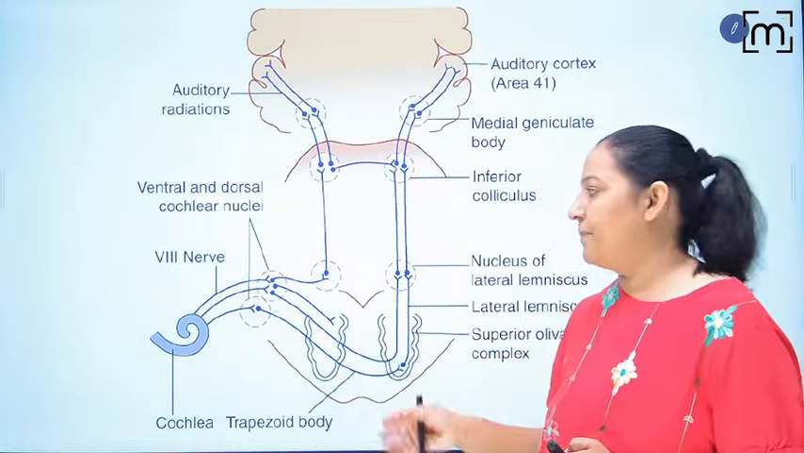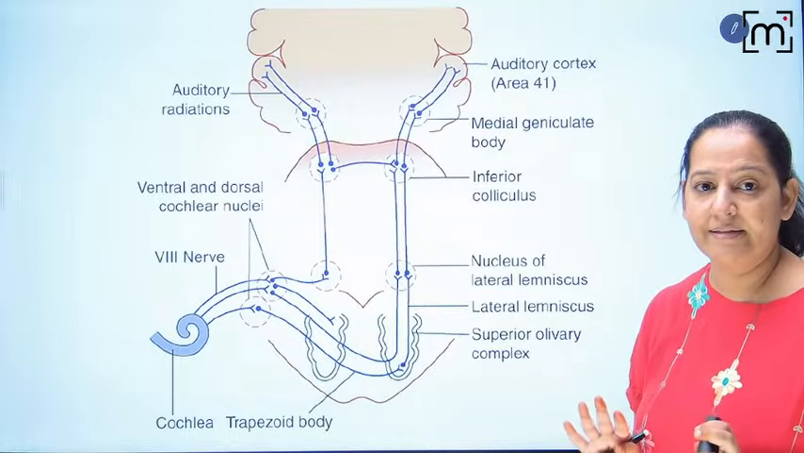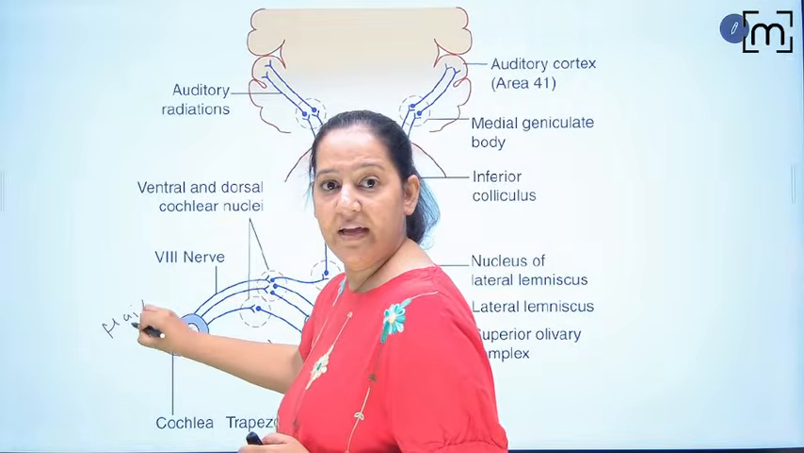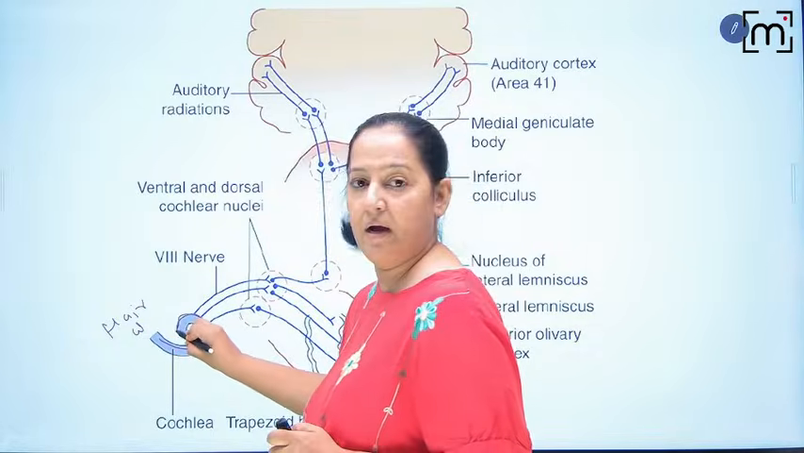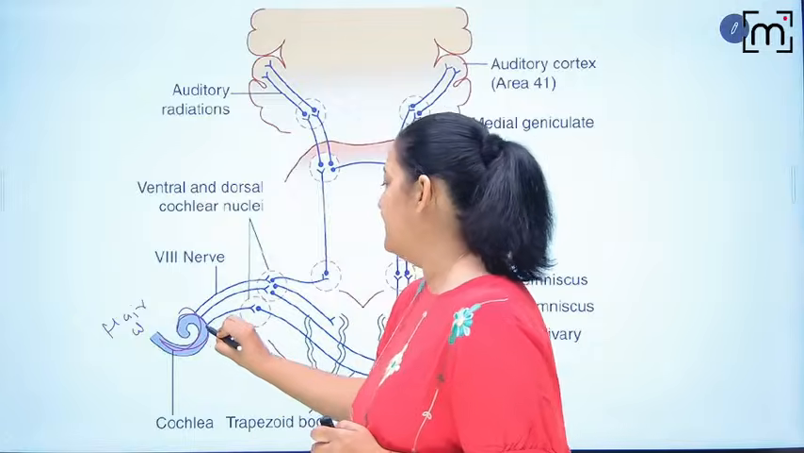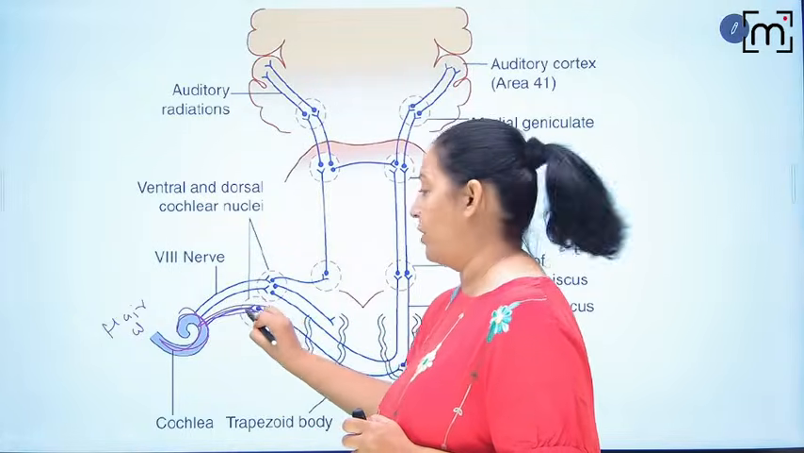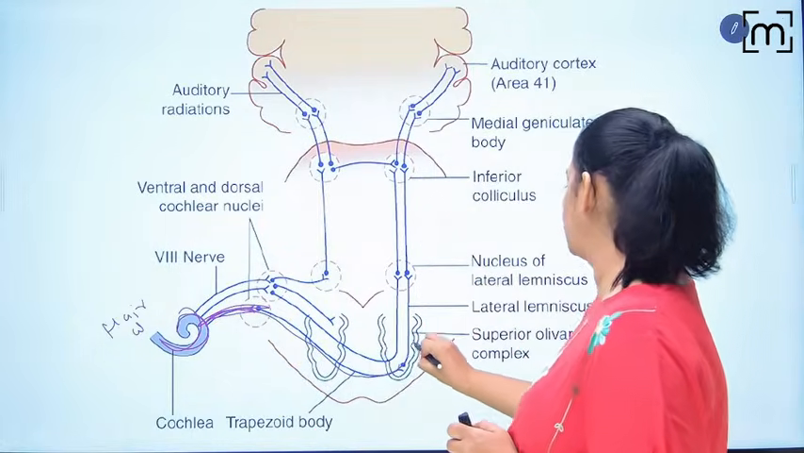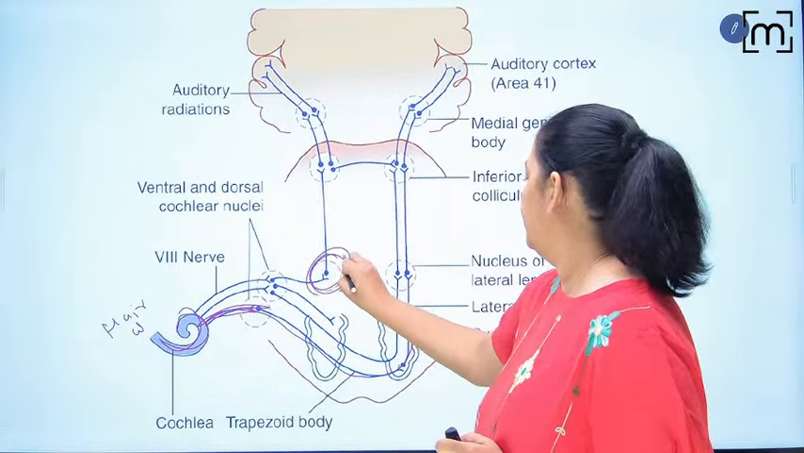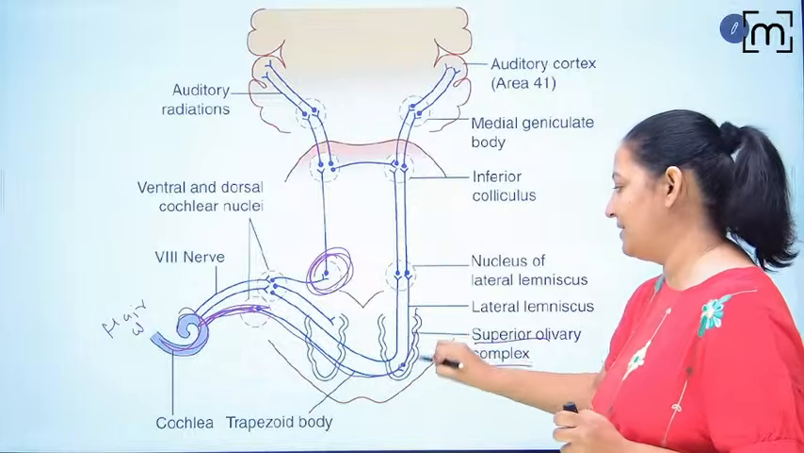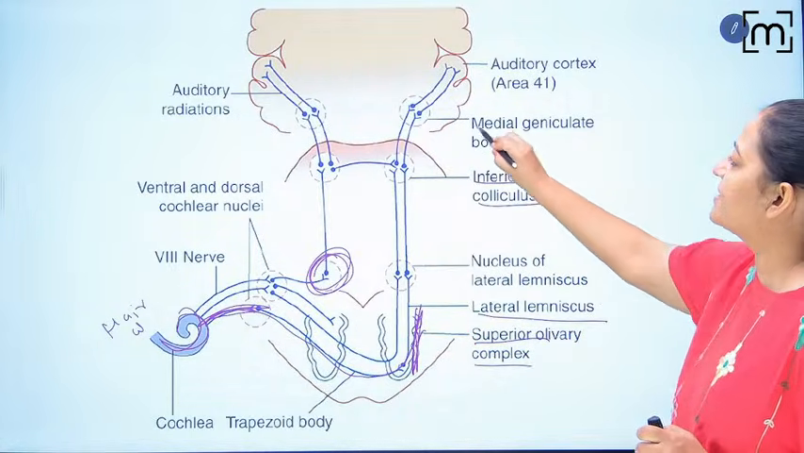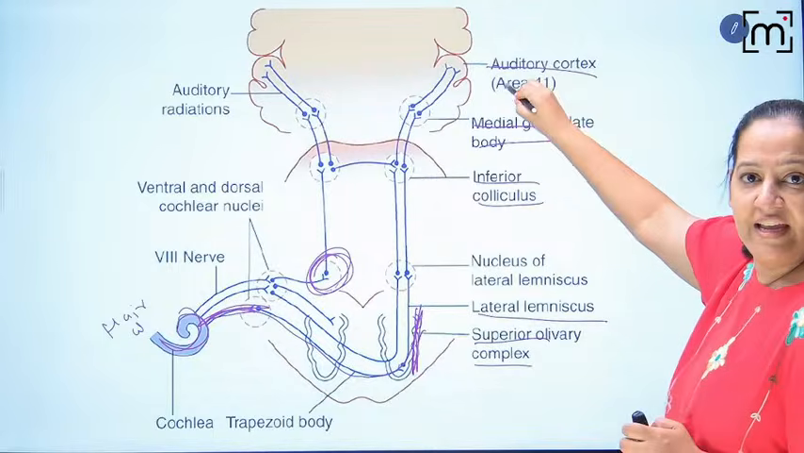The mnemonic, you can see the complete diagram. Can you see the hair cells? These are the hair cells. The dendrites of the hair cells form the cochlear, from the cochlea, the dendrites of the hair cells are forming the eighth nerve. Appreciate this is the eighth nerve. So this eighth nerve is going to the cochlear nuclei. Then it's going to the superior olivary complex. Then the lateral lemniscus. Then the inferior colliculus. Then the medial geniculate body. And finally area 41.